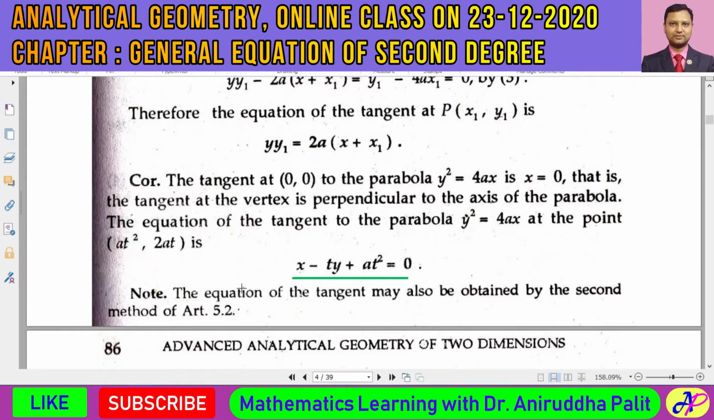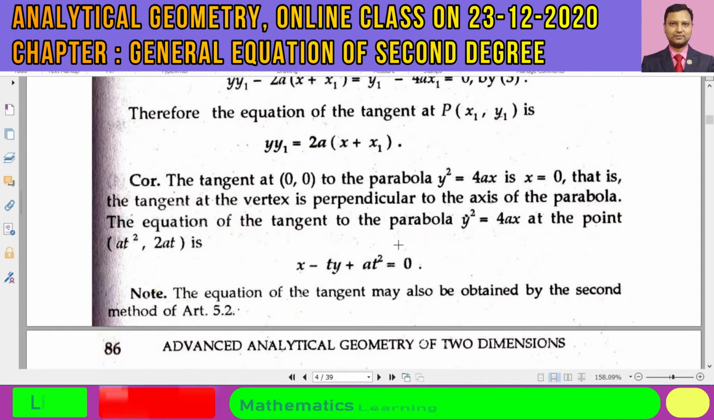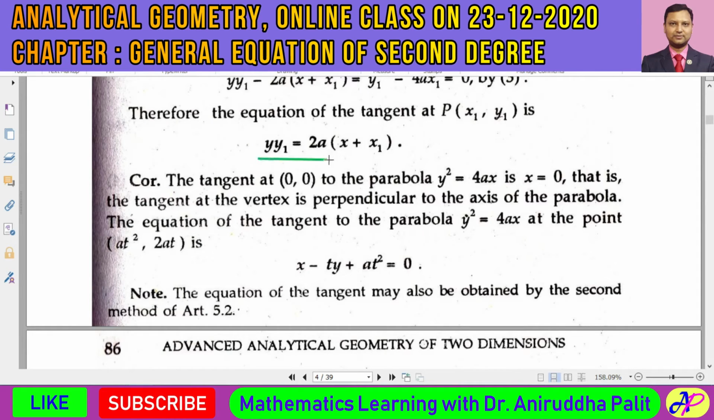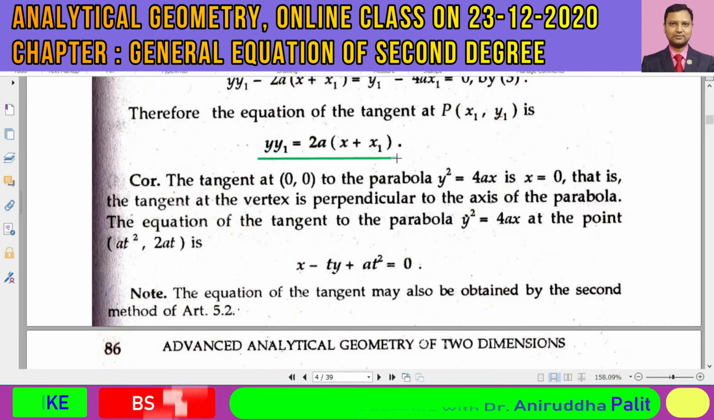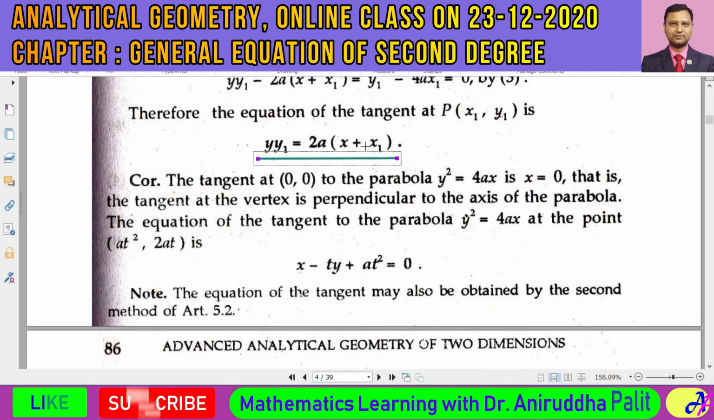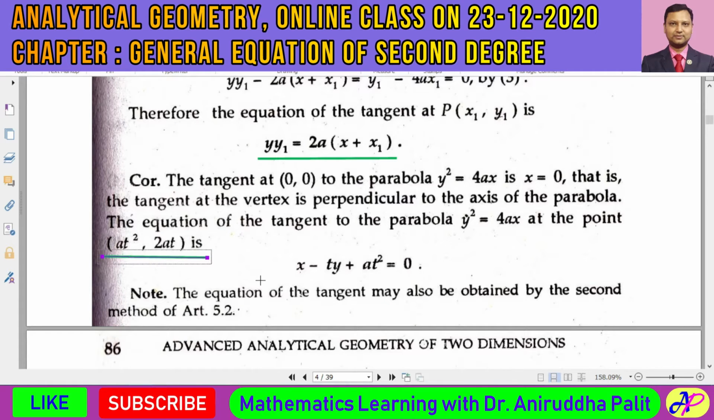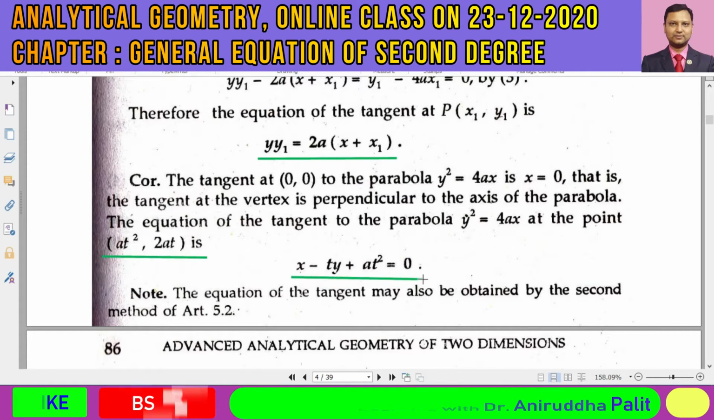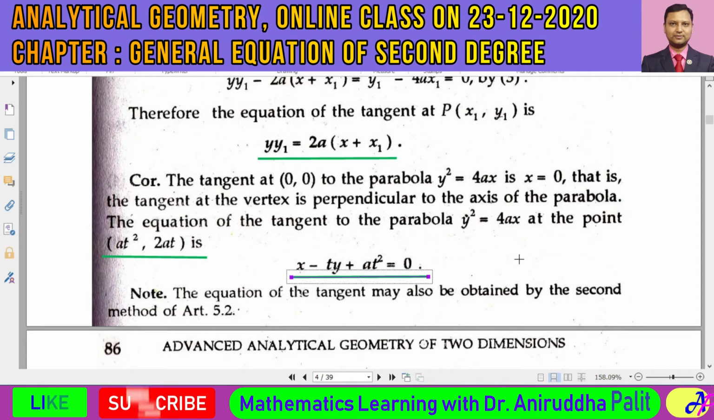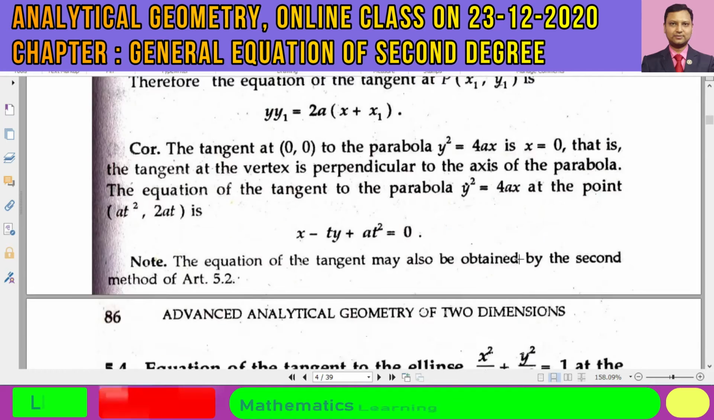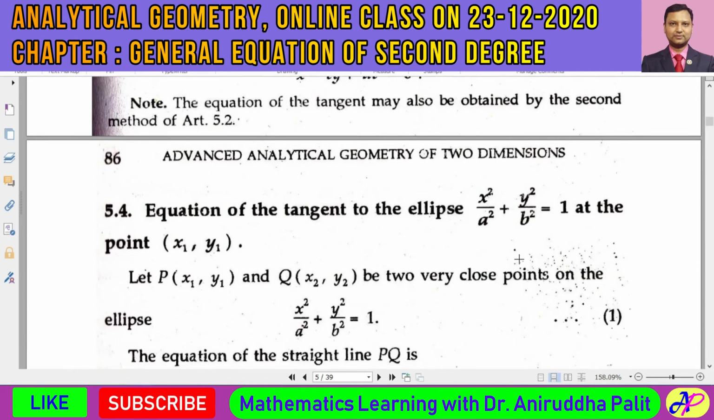It depends upon our capacity. I have very limited capacity, so I generally try to remember the formula t is equal to 0. I always remember this formula t is equal to 0, and then we put this kind of parametric expression (at², 2at). Then we get this kind of equation of tangent to the parabola at the point (at², 2at).